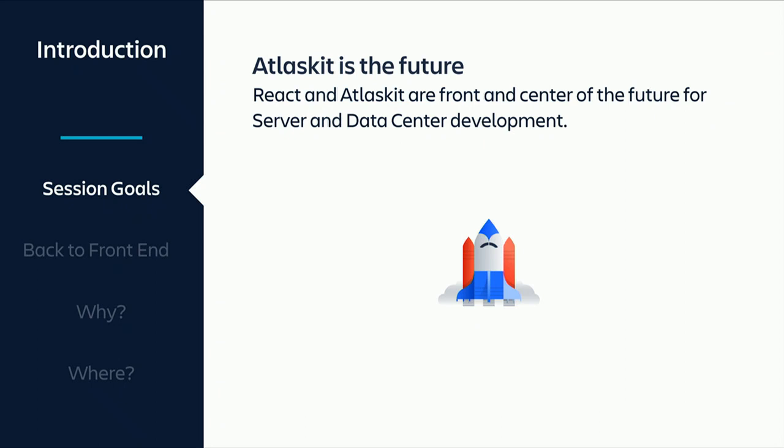What are we talking about today? Atlassian has announced that React and Atlaskit are the future for server and data center development. So what are Atlaskit and React? As you may have heard in previous sessions, Atlaskit is Atlassian's UI component library that implements the Atlassian design guidelines. And React is a JavaScript front-end library. If you have an existing P2 or plugins to server application and you want to work with Atlaskit and React, but you're not sure how, then this talk is for you.